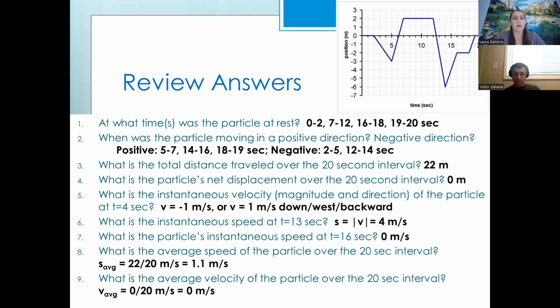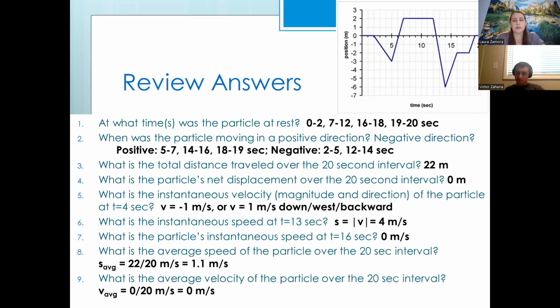Number 2, when was the particle moving in a positive direction or in a negative direction? So in a positive direction, that would be when the position is increasing towards the positive axis. So from 5 to 7 seconds, 14 to 16 seconds, 18 to 19 seconds. And then vice versa, when is it moving in a negative direction? That would be when the position is getting more and more negative. So that'd be from 2 to 5 seconds and 12 to 14 seconds.